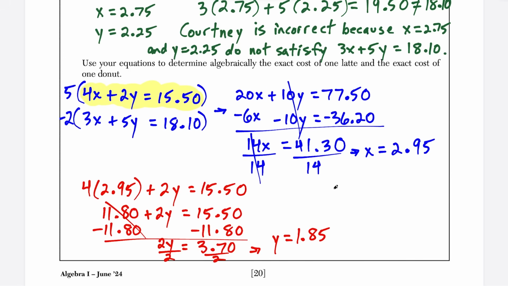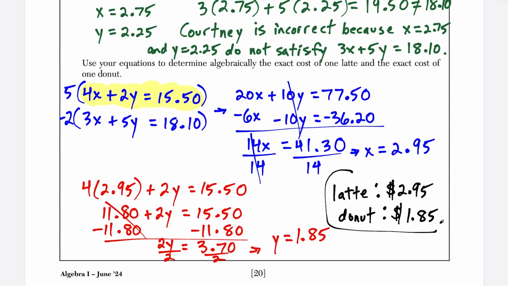So now our final answer, we technically could stop here, but I'll just write it out formally. We'll say that a latte costs $2.95. So that's for the latte. And then the donut is going to cost $1.85. Okay, so the donut is $1.85. So here are the prices that we were looking for.